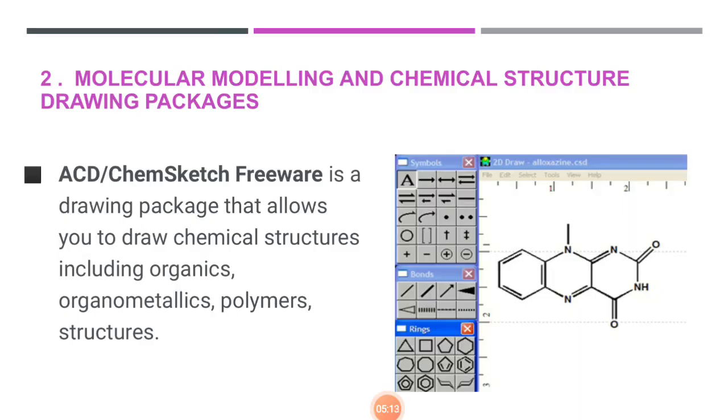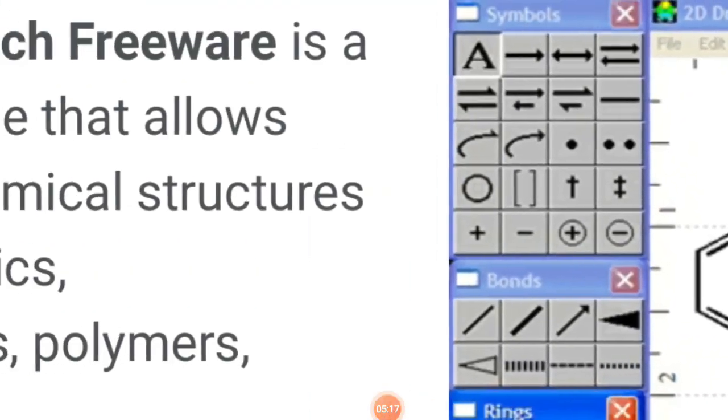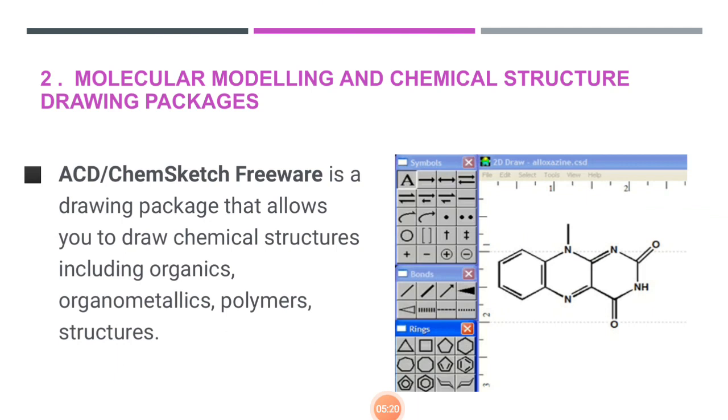Then molecular modeling and chemical structure drawing packages. It is drawing of structures. We can draw the structure through ICT by using ACD, that is the ChemSketch freeware drawing package. We can draw chemical structures, organometallics, polymers, and structures where we want. We can use these packages.